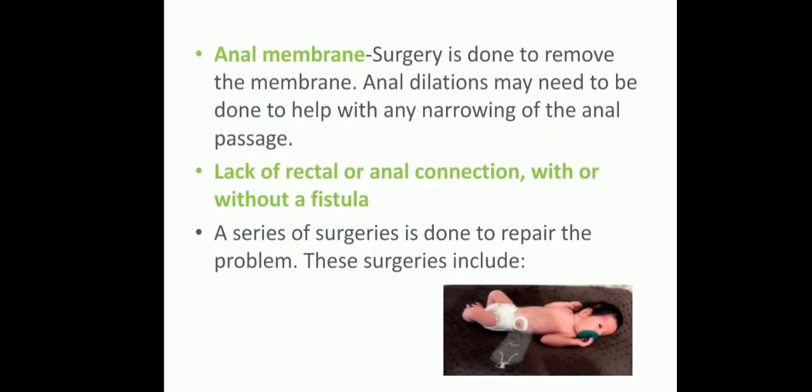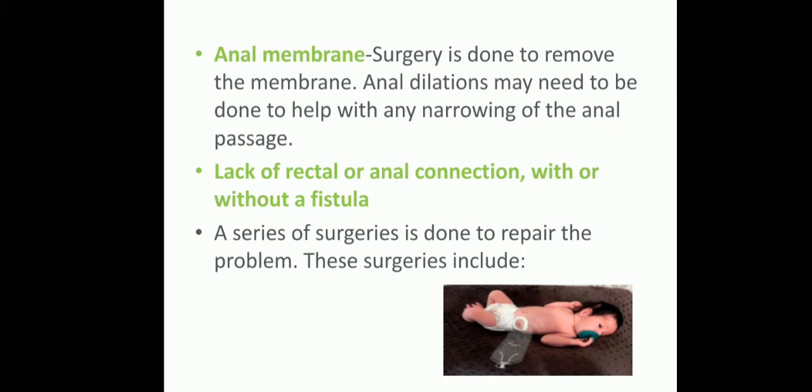Okay, next one is anal membranes. I said there are types of anorectal malformations. Here in anal membranes, membranes or tissues obstruct the anus, so surgery is done to remove the membranes. Anal dilatations may need to be done to help with any narrowing of the anal passage. So here surgical intervention is needed to remove those membranes.